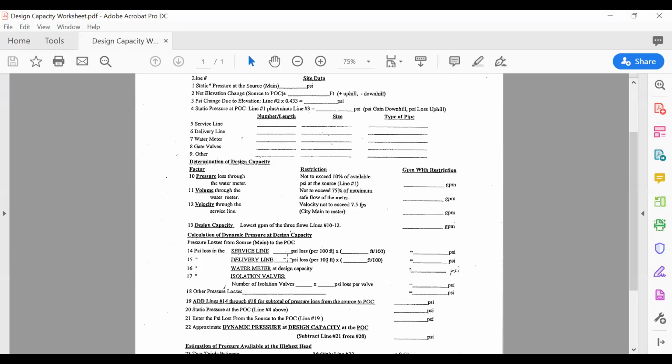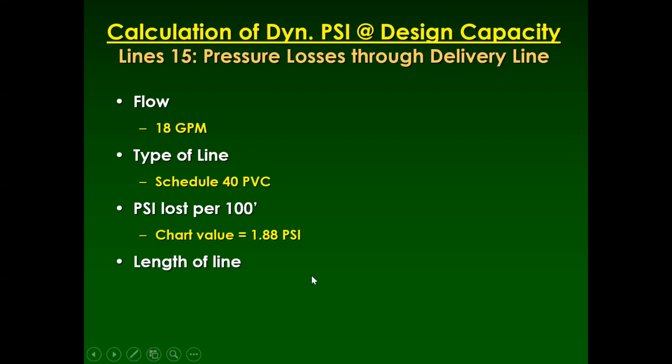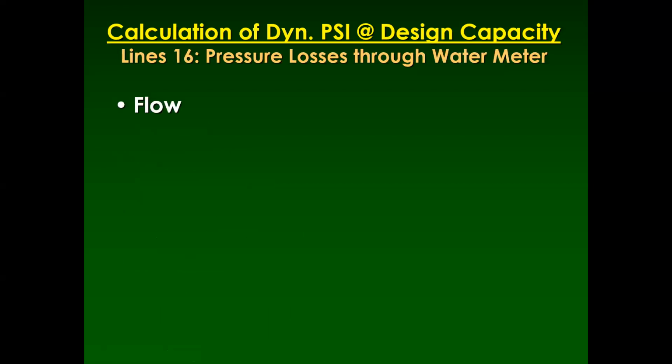So that 1.88 PSI per 100 feet, we have 65 feet. So we're going to take 1.88, multiply that by 0.65, and that should give us 1.22 PSI. Everybody see how I came up with that one? Yep. All right.